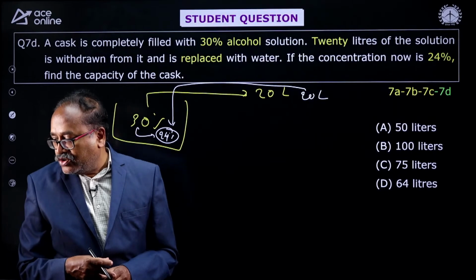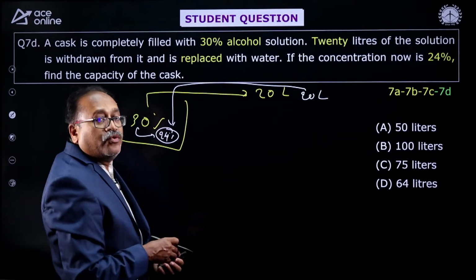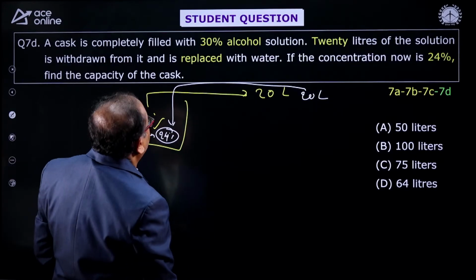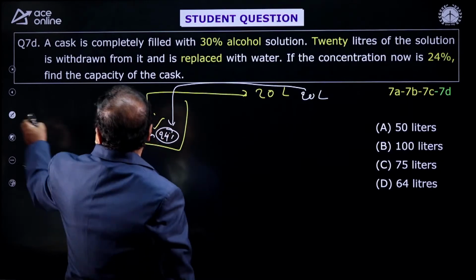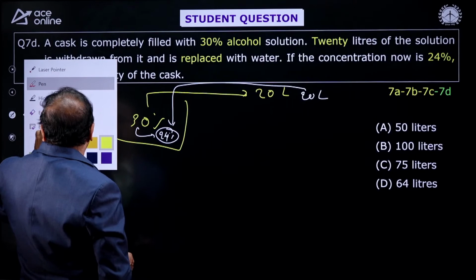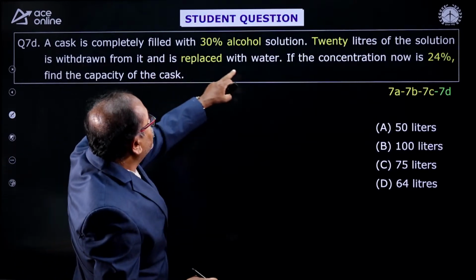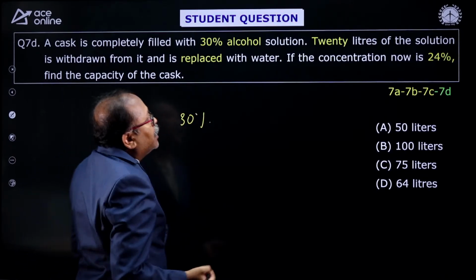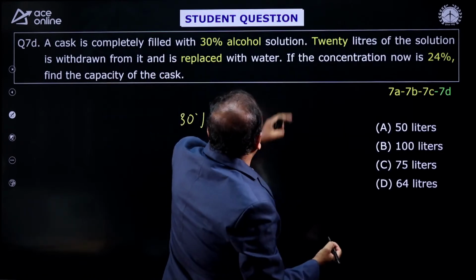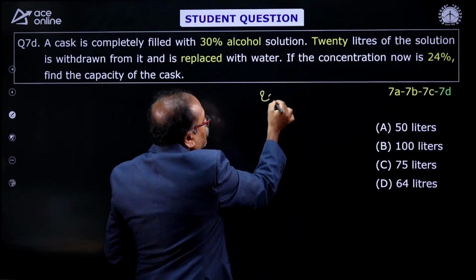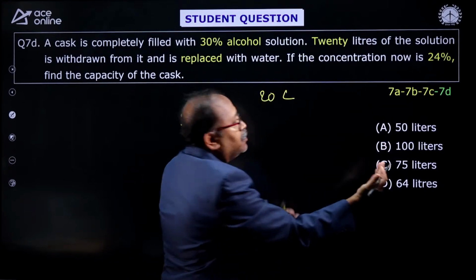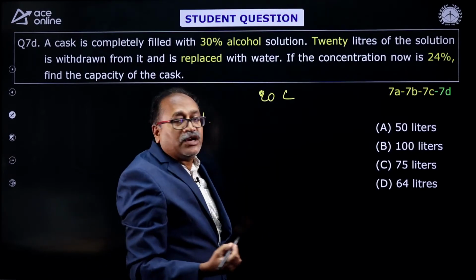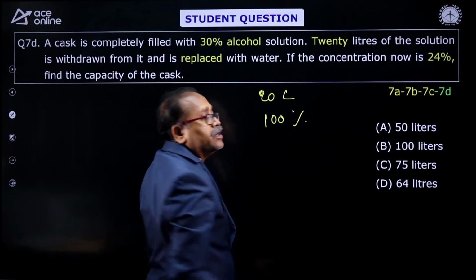20-liter solution is taken out. Over. Now, we will answer the question. What we are understanding is, in the previous case, I will erase this part. So a 30% alcohol solution is there, and you have taken out 20 liters from here, and in those 20 liters you pour 20 liters of water. In this 20 liters of water which you have poured, what percentage water is there? Here you have 100% water.